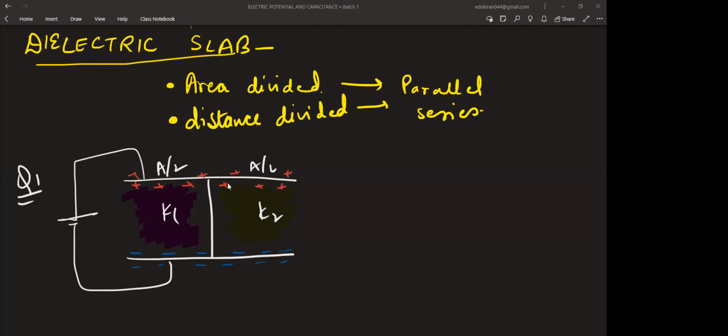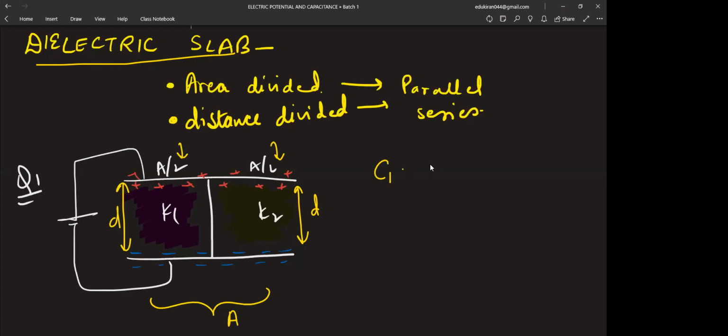Now look here class, when you have the area getting divided, if you look at this carefully, this is having, suppose, D separation. So this is also still having D separation. So the distance has not divided. But if you see the area, if this entire area was A, now on introduction of the slab, this is A by 2 and this is A by 2. So area is divided, it means these two are connected in parallel.